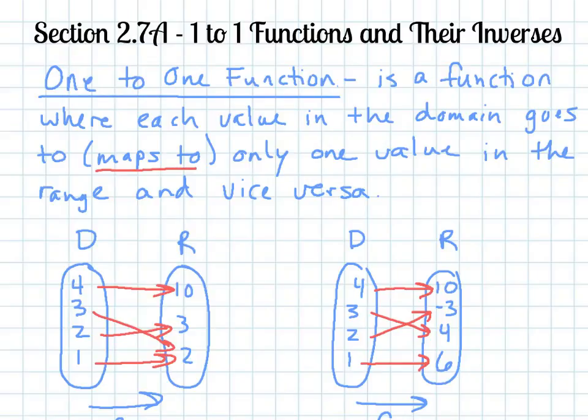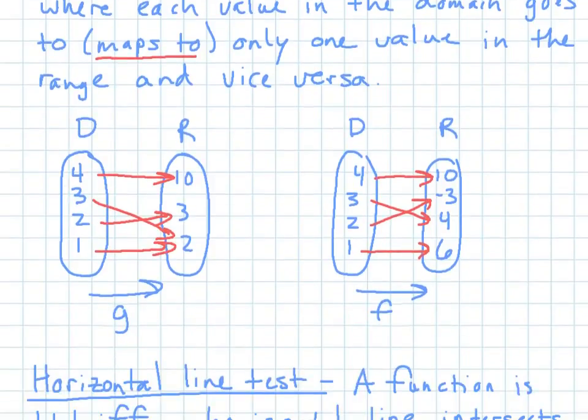Now, a one-to-one function is that same concept, but it also has to do the same thing backwards. So the y value only goes to one x value as well. So you can't have one y value going to two x values. Let's look at these two examples down here.